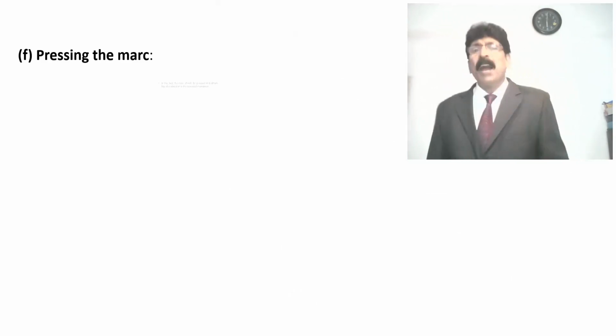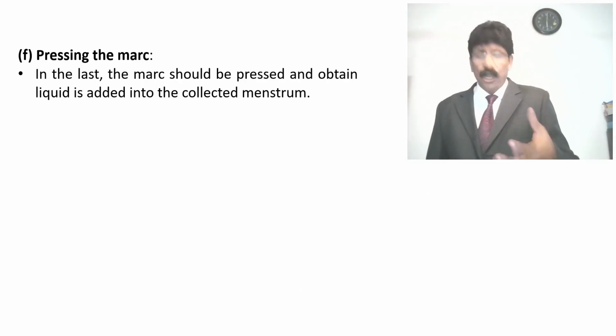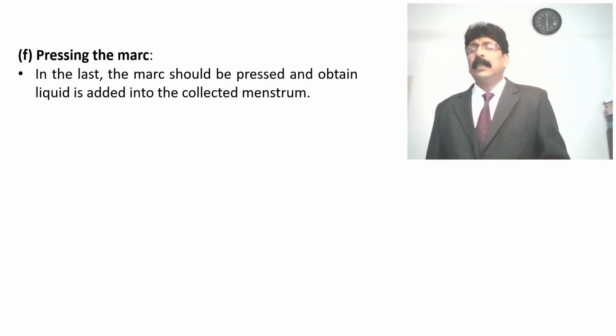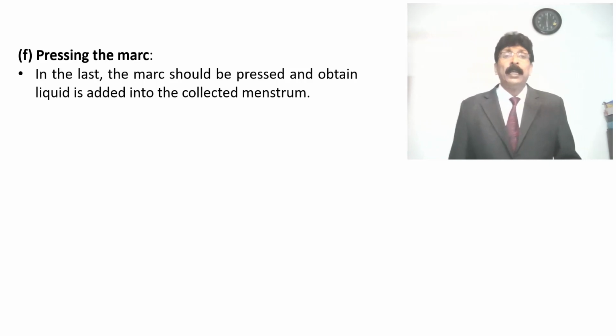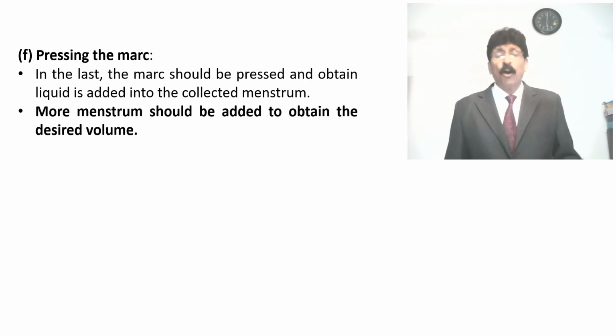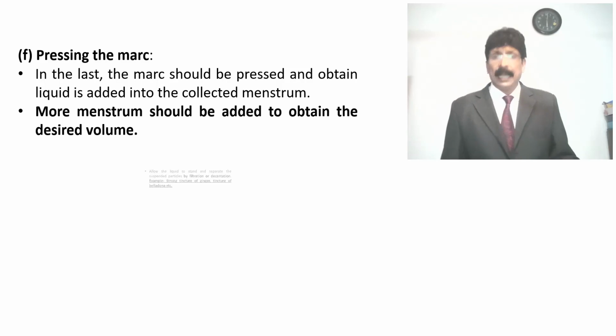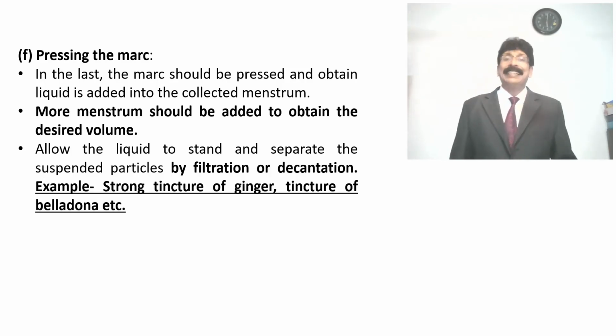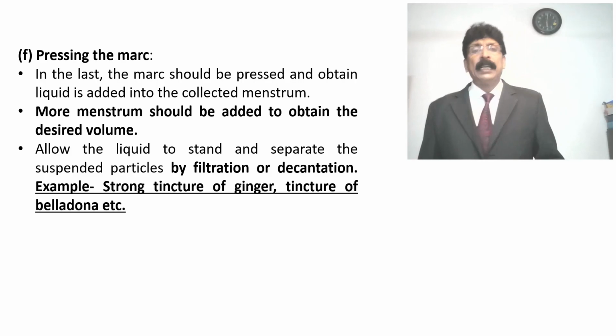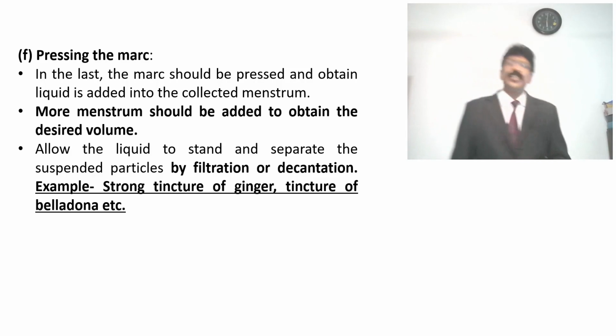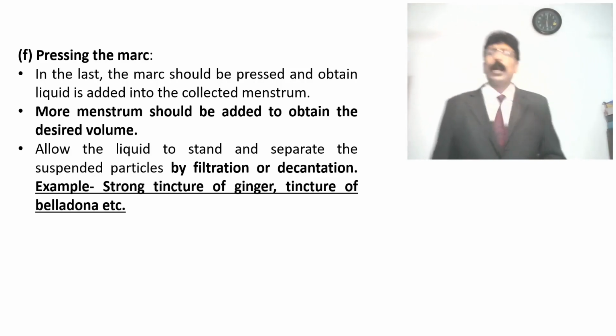Now press the marc. Don't lose any solvent or menstruum remaining in the drug, the coarse powder which you used in the percolator. The marc should be pressed and the liquid obtained is added to the collected menstruum. More menstruum should be added to obtain the desired volume. Allow the liquid to stand and separate the suspended particles by filtration or decantation. Examples: strong tincture of ginger, tincture of belladonna, etc. are examples prepared by this conical percolator.